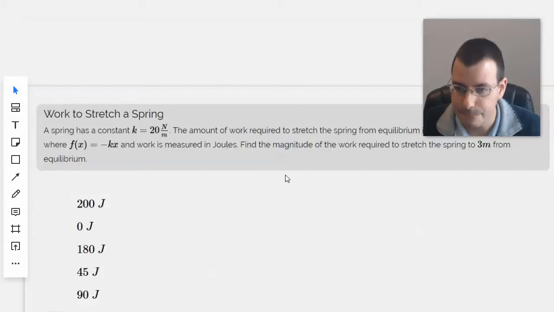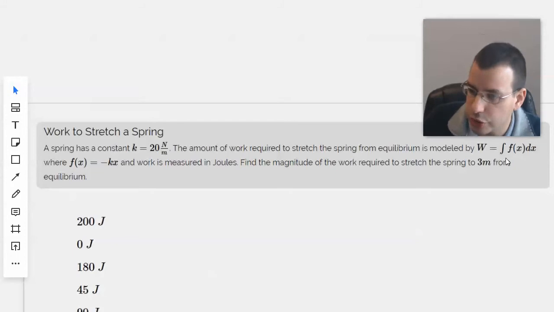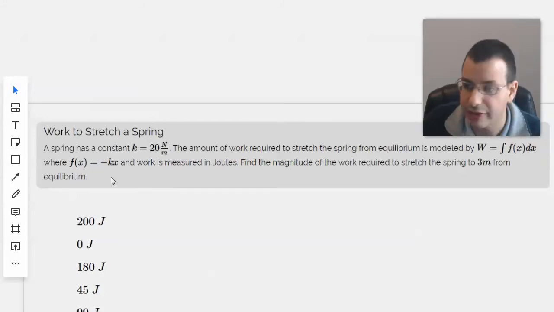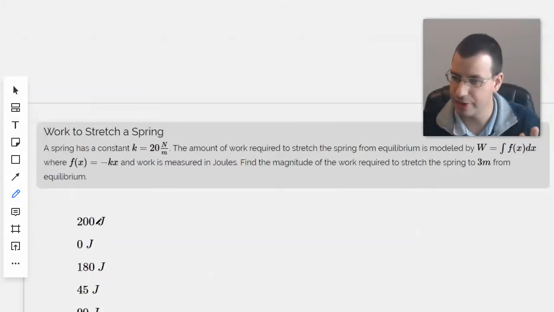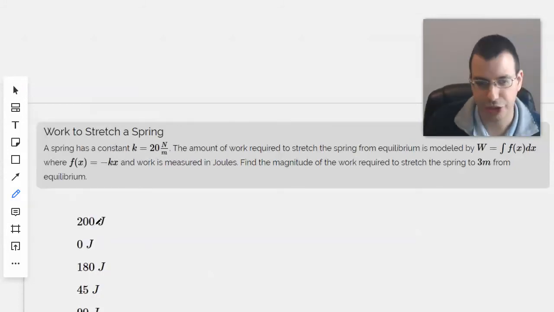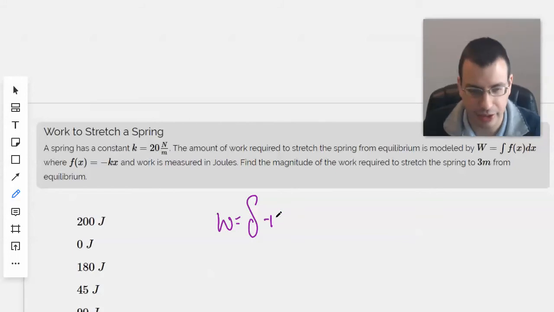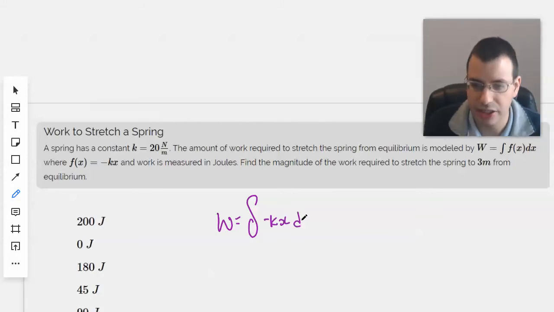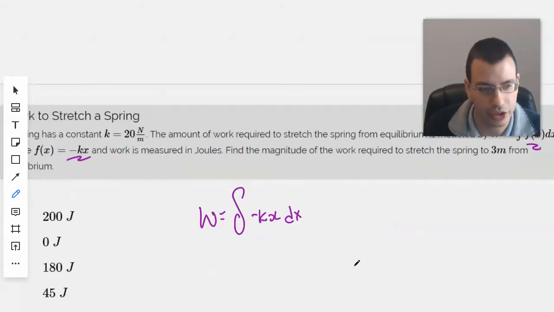So they give us this work equation right here, and we're just going to plug in f of x. So work equals the integral of negative kx dx. I just took f of x and plugged it into the equation.